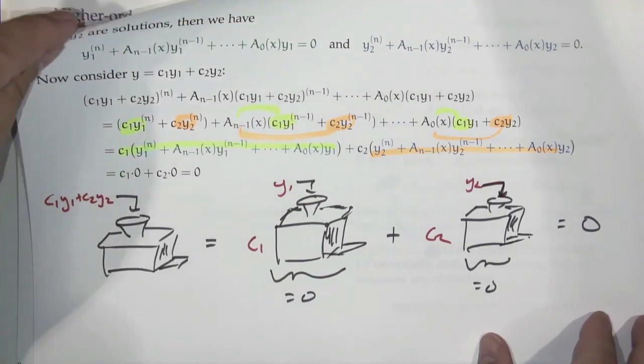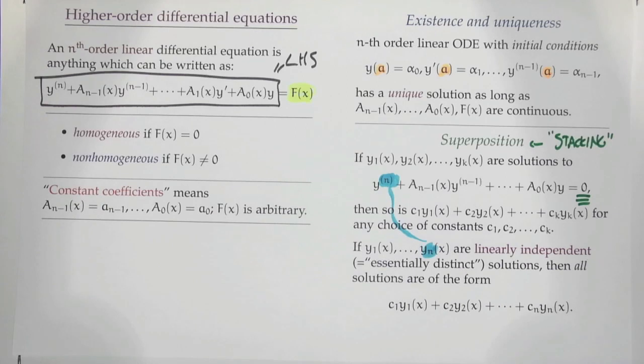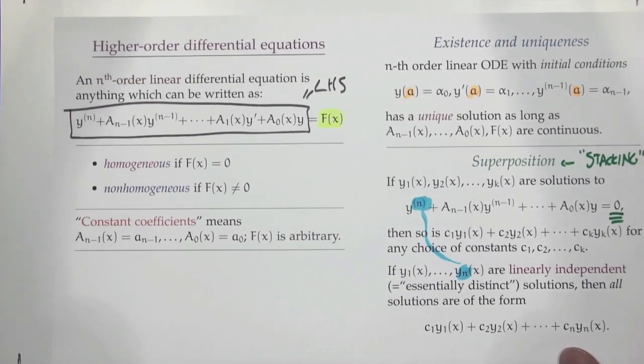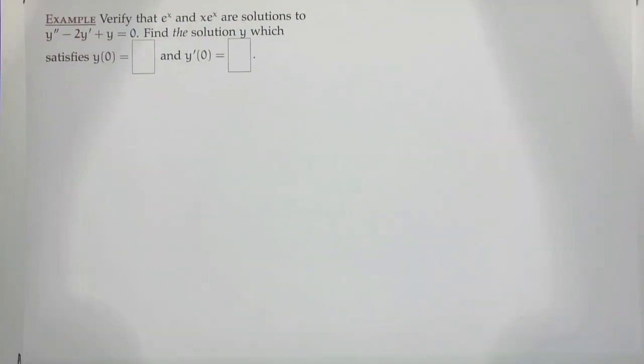All right, so those are our basics. And now we're ready to get into some practice. Verify. We should do a quick reminder of what it means to verify. Verify that e to the x and x e to the x are solutions to y double prime minus 2y prime plus y equals 0. And find the solution to y which satisfies y of 0 equals something, and y prime of 0 equals something.